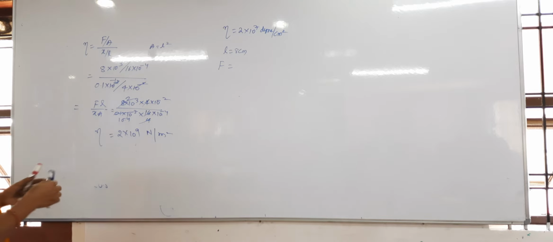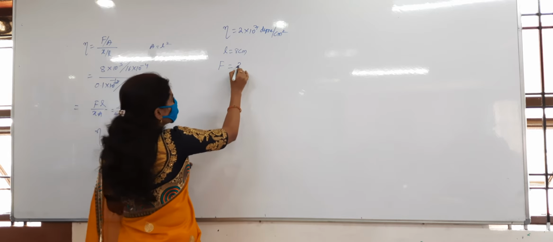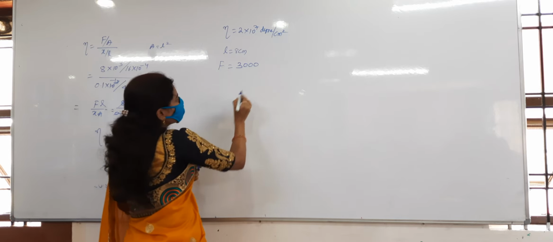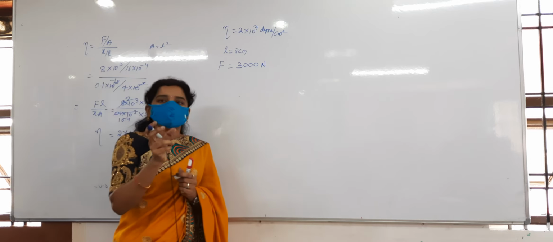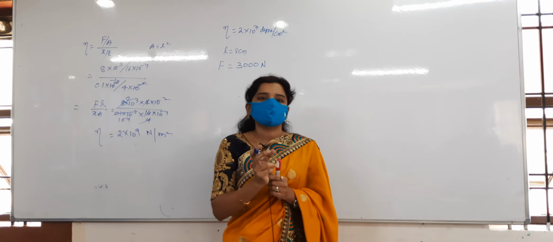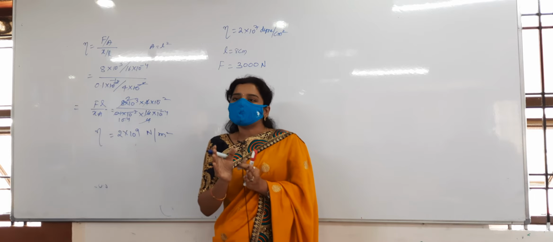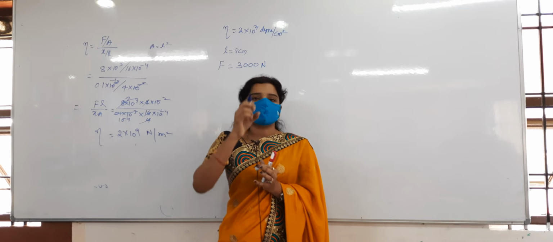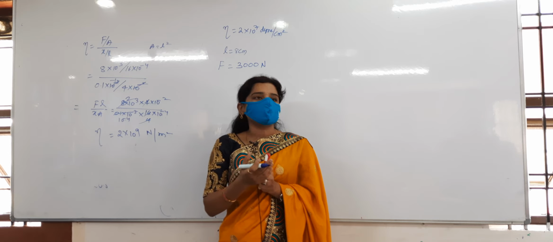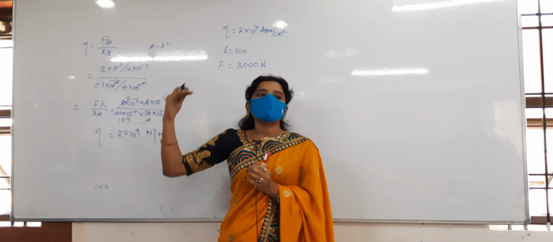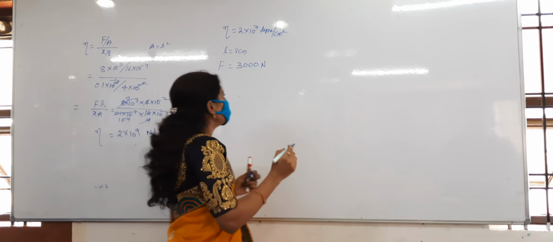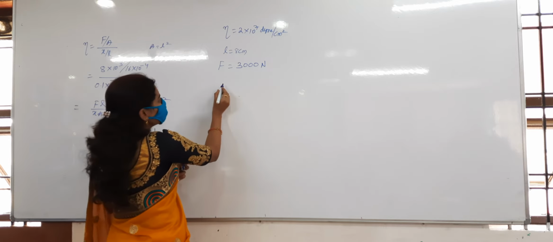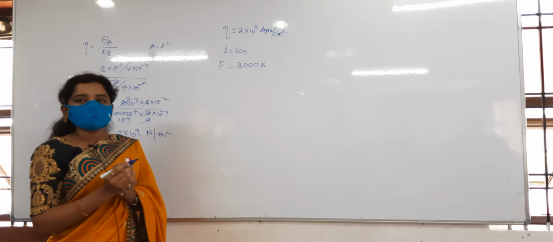For that, see that 300 kg weight, what do you have to take? 3000 newtons. That is the force applied. The entire question is in that line only. The weight of 300 kg, a block of 300 kg, what is the weight of that block? 3000 newtons. That is applied tangentially on the opposite face. So here force is equal to 3000 newtons. You have to find out the shear strain.